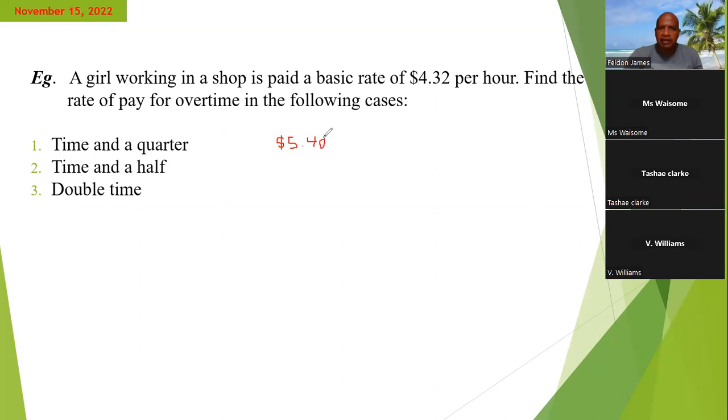All right. Anybody else have any other answers, either for the first one or the other two? The second one, what do you have for the answer? $4.32. What do you get for the double? $8.64. All right, $8.64.